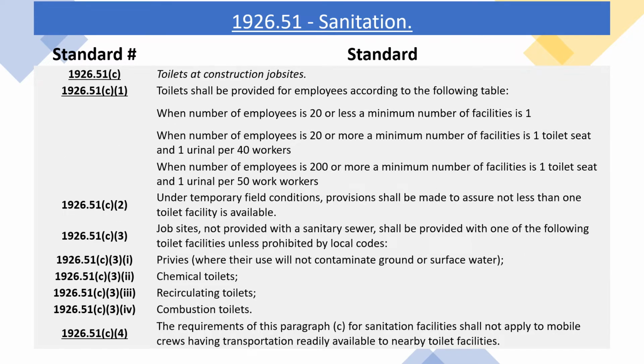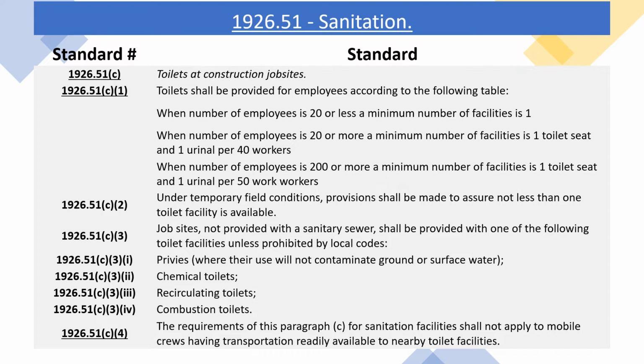1926.51 Sanitation. 1926.51(c)(1) Toilets shall be provided for employees according to the following table. When the number of employees is 20 or less, the minimum number of facilities is 1. When the number of employees is 20 or more, the minimum number of facilities is 1 toilet seat and 1 urinal per 40 workers. When the number of employees is 200 or more, the minimum number of facilities is 1 toilet seat and 1 urinal per 50 workers.